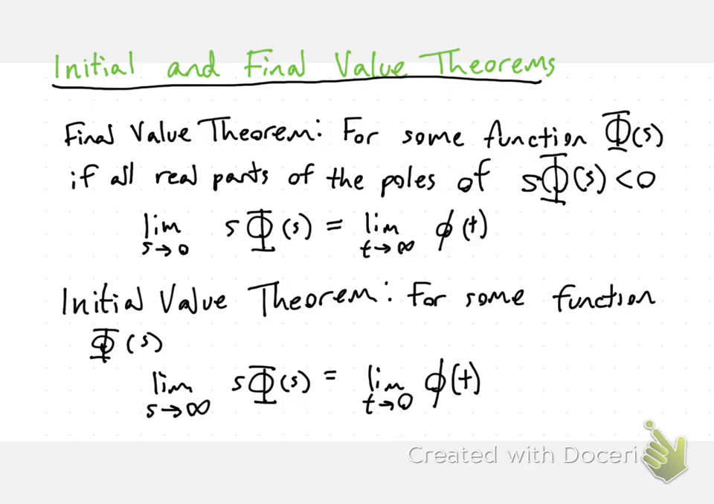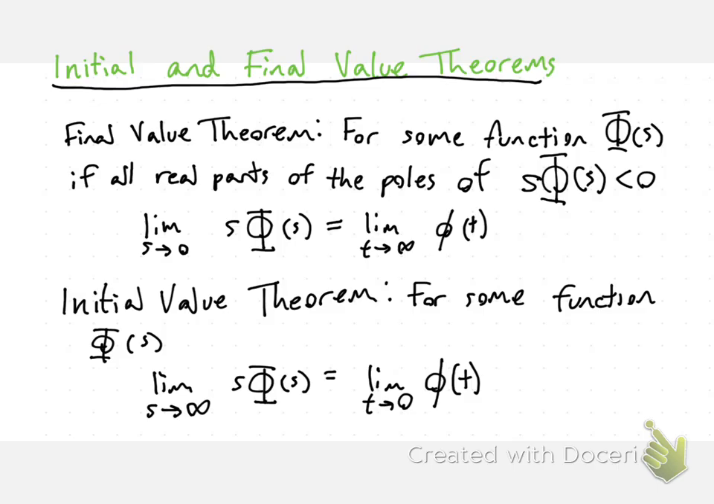So the final value theorem lets us take the limit as s goes to 0 of s times a function in the Laplace domain to find out what the final value of this function is. And the initial value theorem is going to say that if we have any function and we want to know what the starting value was, we could do that by taking the limit as s goes to infinity. So that's going to be nice and useful to figure out where things are.